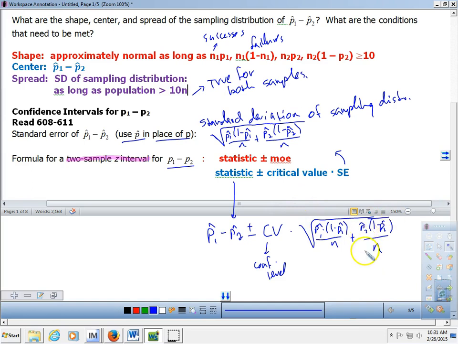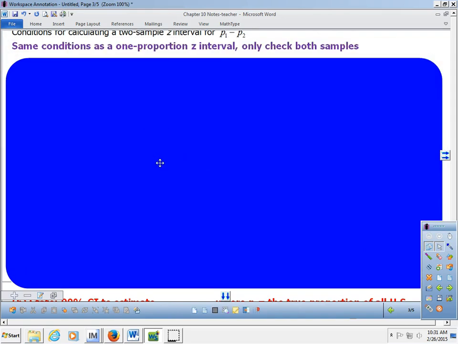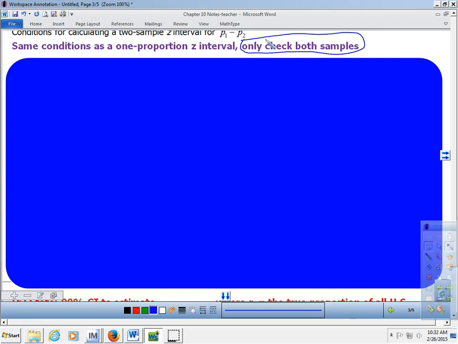So a little bit more complicated formula. The good news is the calculator will do all that for us, and we'll get to that a little bit later. Now, let's talk a little bit about the conditions for calculating a two-sample z-interval. The same conditions apply as the conditions we had for a one-sample z-interval or one proportion z-interval, only you have to check it for both samples. So your random, normal, and independent checks are going to be the same, but it needs to happen for the two groups.